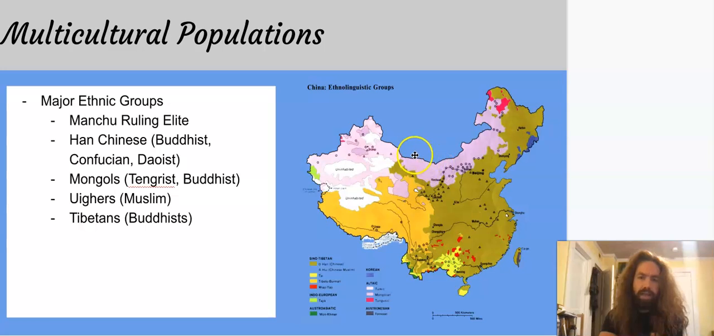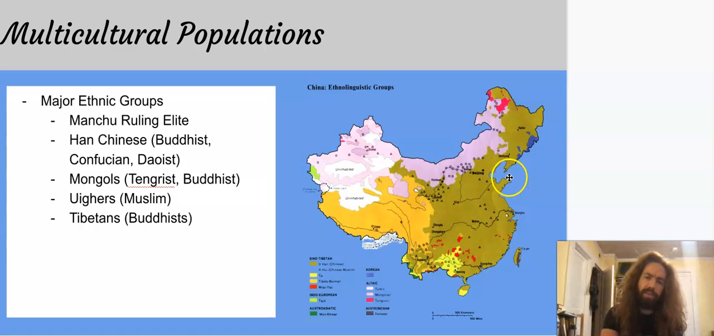To the north, you've got Mongols living up here. Up to the very northwest, you've got ethnic groups known as Uyghurs. These guys are also nomadic, and they tend to be Muslim. And then to the southwest, you've got Tibetans, who practice a different type of Buddhism than the type of Buddhism that is popular among the Han Chinese.